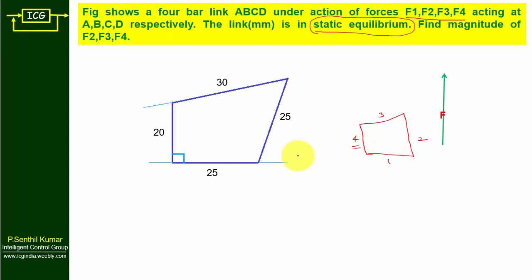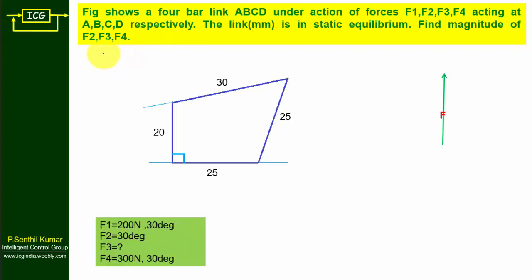If it is 5 forces, again it should form a polygon with 5 sides, but it should be a closed loop. Closed loop means the last side is connected to the first side. Here our aim is to find the magnitude of F3 completely and the magnitude of F2.